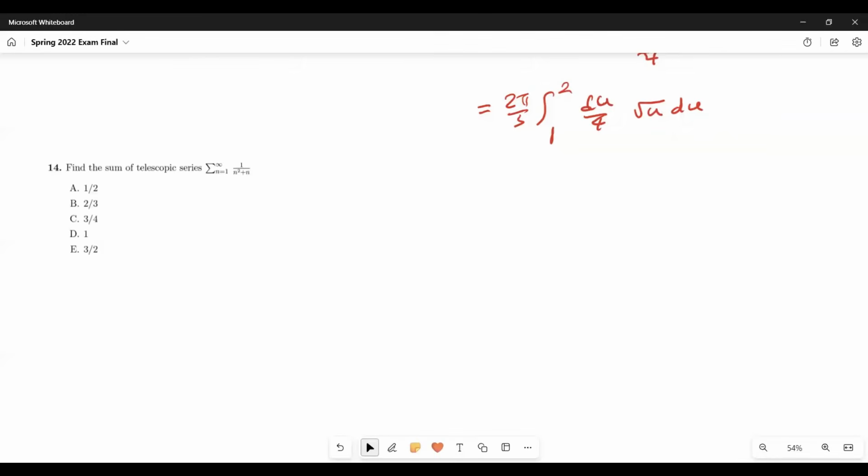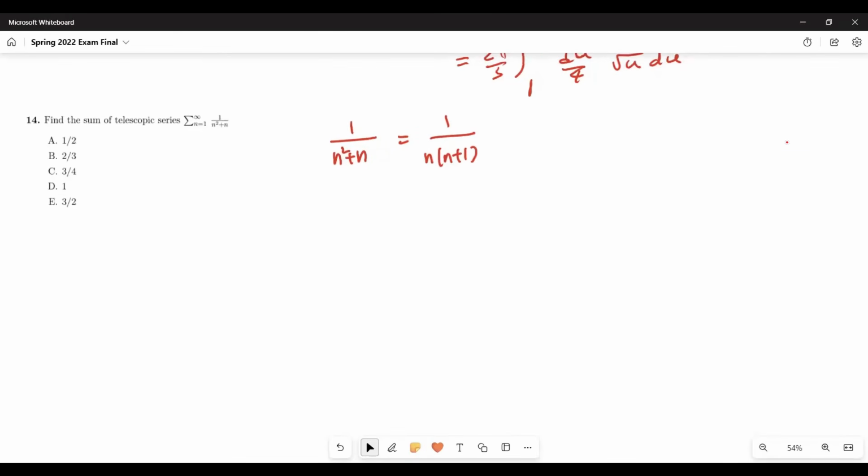Okay, this question asks to find the sum of the telescoping series. We have 1 over n squared plus n. This is the same as 1 over n times n plus 1, right? So I'm going to use partial fraction decomposition. This is the same as a over n plus b over n plus 1. Multiply n times n plus 1 on both sides to get rid of the denominator. So this becomes 1 equals a times n plus 1 plus bn.